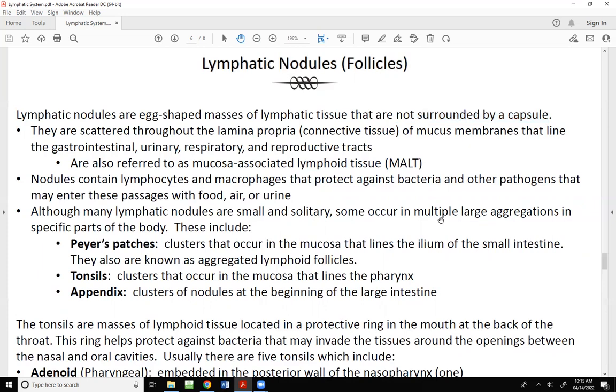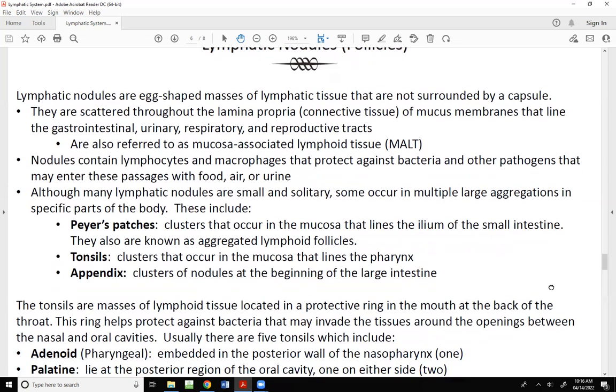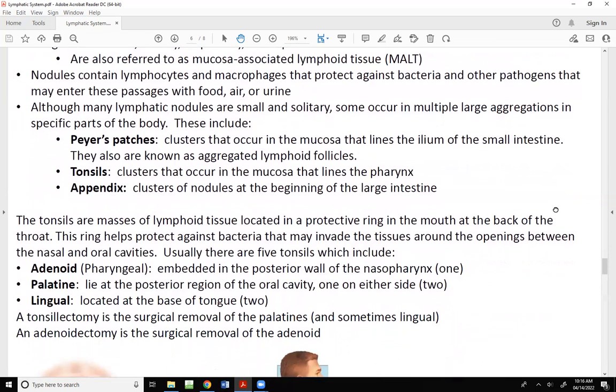But instead we find them in what's called the lamina propria, which is a type of connective tissue found in our mucous membranes, and those mucous membranes of the gastrointestinal, the urinary, the respiratory, and reproductive tracts. So you're going to find them in places like your throat, in the digestive tract, as well as within structures like the vagina and the urethra, which have urinary and reproductive function. We'll talk more about those kind of things later in the semester.